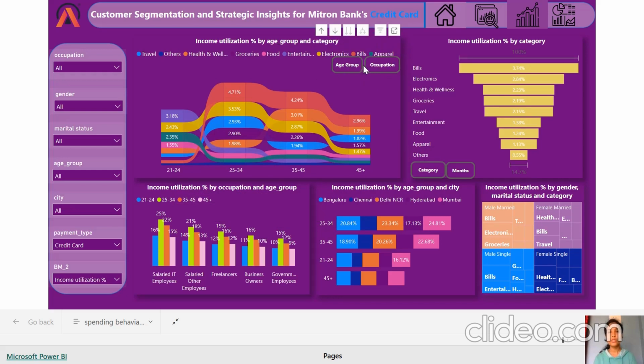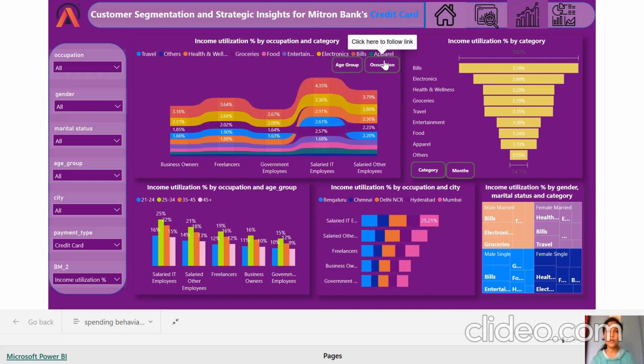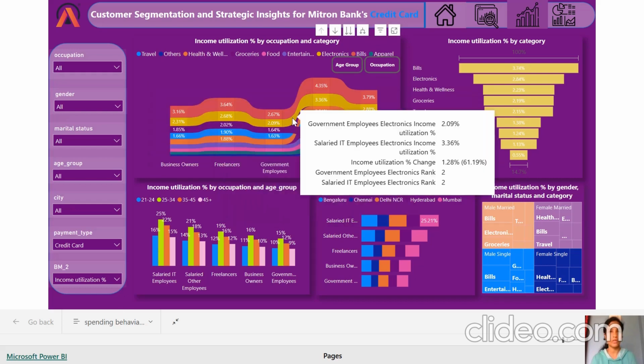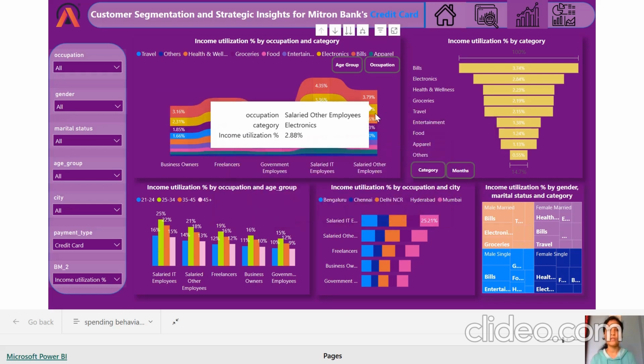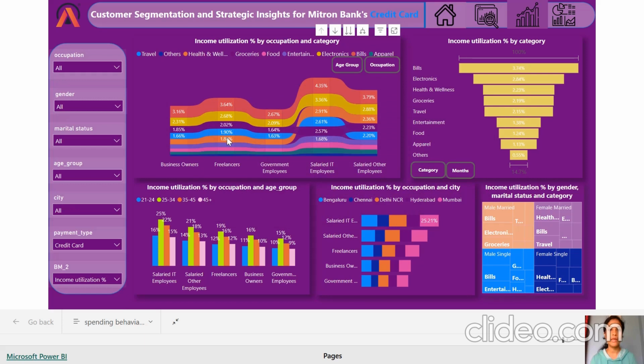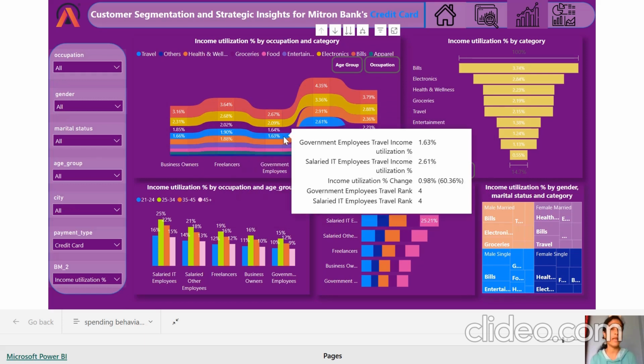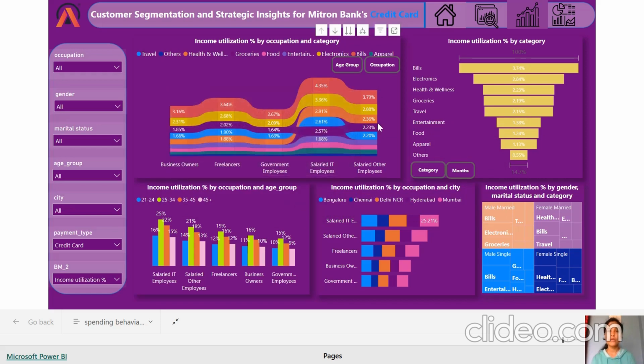Okay, so this is with respect to the age group, in which category the income utilization percentage is more. If I consider the occupation, salaried IT employees and salaried other employees have the higher income utilization percentage. After these two, freelancers have more income utilization. After that, business owner, and the last is government employee.